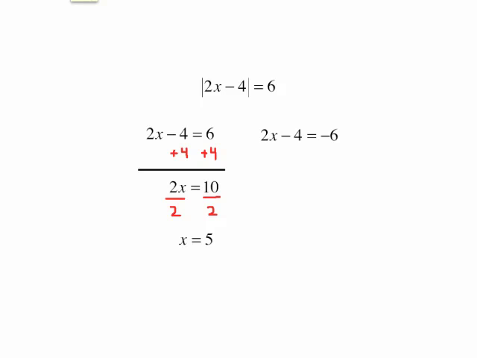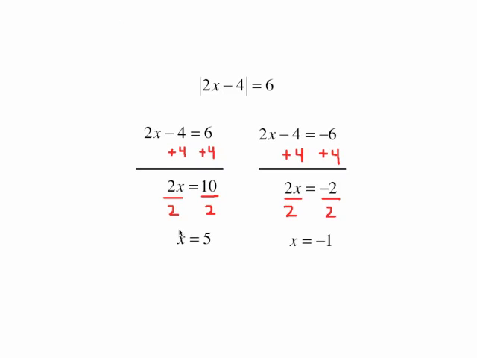Same exact steps on the right one. Add 4 to both sides. The difference now is arithmetic. This is a negative 6 plus 4. Those are different signs. Keep the sign of the larger and subtract them. Divide by 2, and we get x equals negative 1. Let's plug these back in and check. If you put 5 in here for this x, 2 times 5 is 10. 10 minus 4 is 6. The absolute value of 6 gives us 6, so we're good.